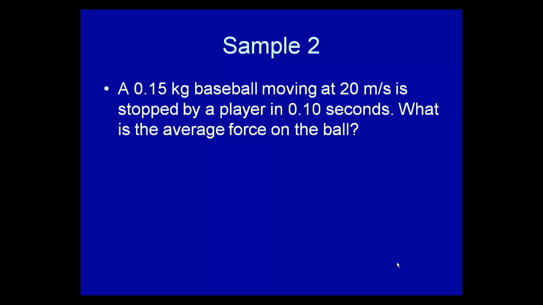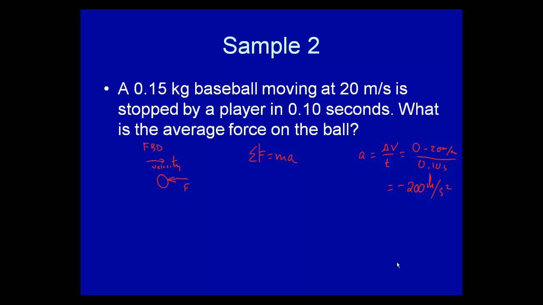A 0.15 kilogram baseball moving at 20 meters per second is stopped by a player in 0.10 seconds. What is the average force on the ball? First of all, if we draw a free body diagram, my velocity is going to the right, but the force is being applied to the left. The ball is decelerating. It's losing velocity. So the sum of the forces are equal to m times a. I'm looking for the sum of the forces, but I don't know a, so I have to solve for a. a is delta v over t. The key thing to understand is always final minus initial, so it's 0 minus 20 divided by 0.10 seconds.